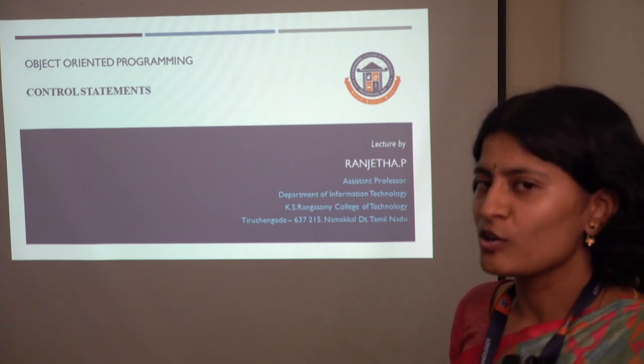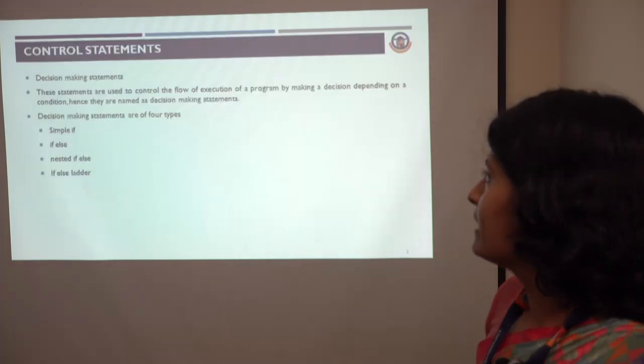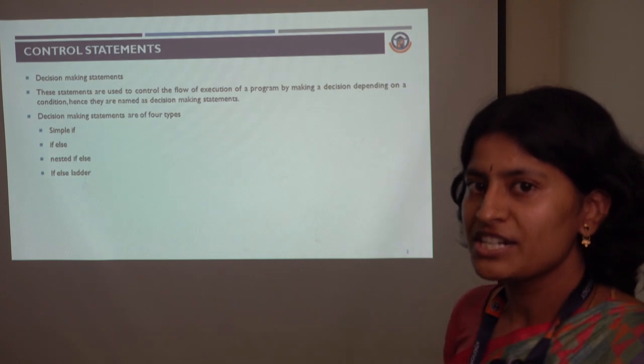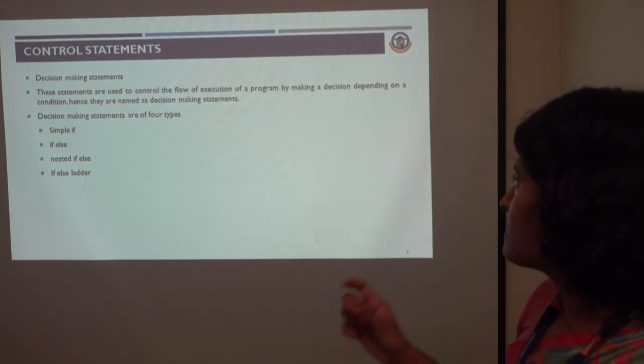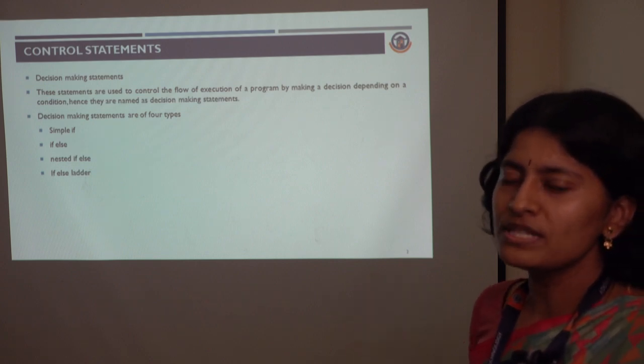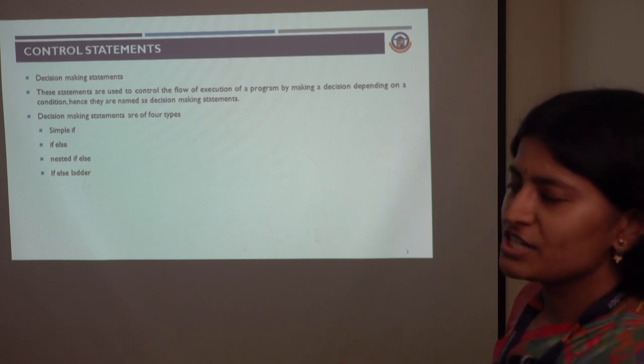Today we are going to see the concept of control statements in object-oriented programming language. In this control statement, we are going to see the decision-making statements. Why are we calling it a decision-making statement? Because the decision of the control loop depends on the flow of the execution. So it is known as the decision-making statements.